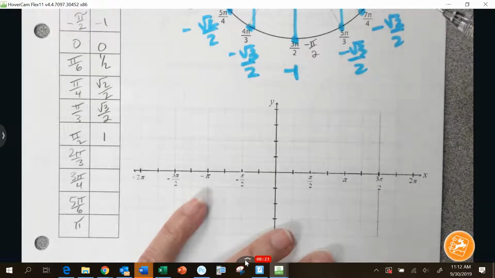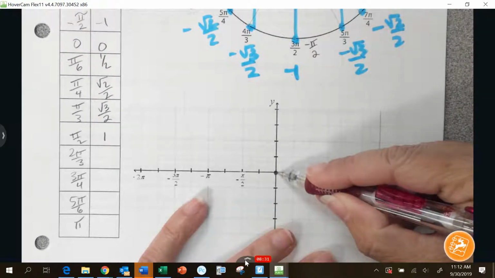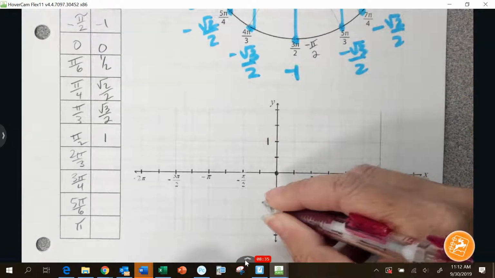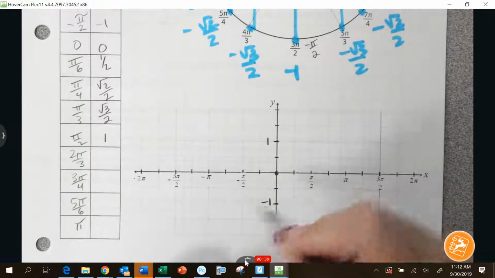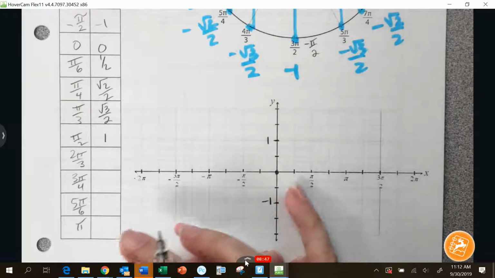But I can't graph all of these because some of them I don't know the answer to. For example, well, I know 0, 0, that one's easy. Oh no, I don't have anything on my y-axis. Let me say this is going to be 1, and this will be negative 1. Okay. Pi over 6 is a half. I can graph a half, but I don't have a pi over 6 here.